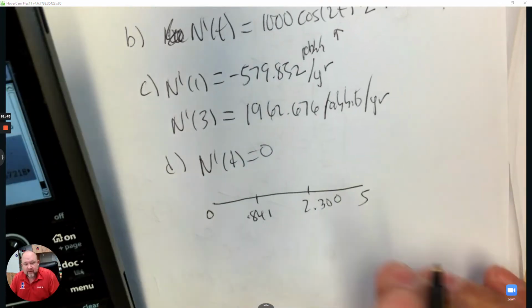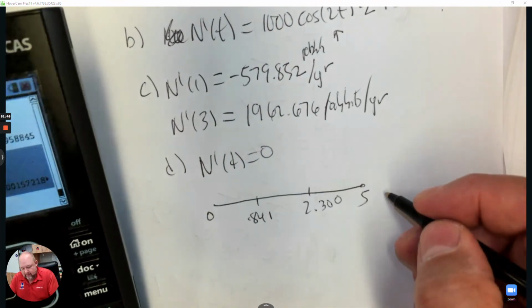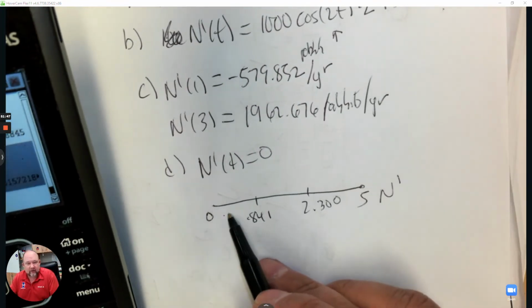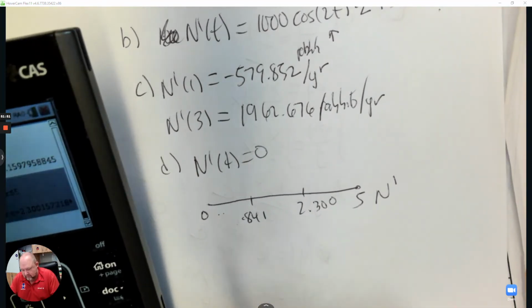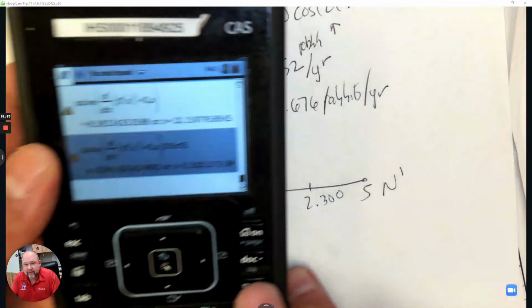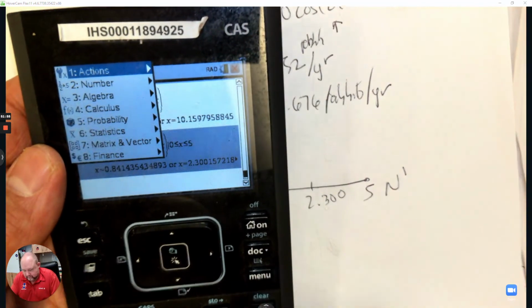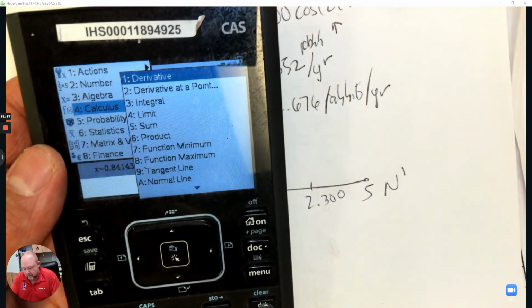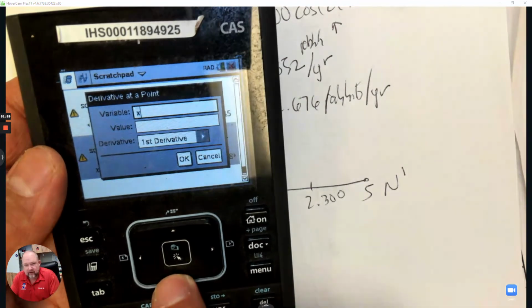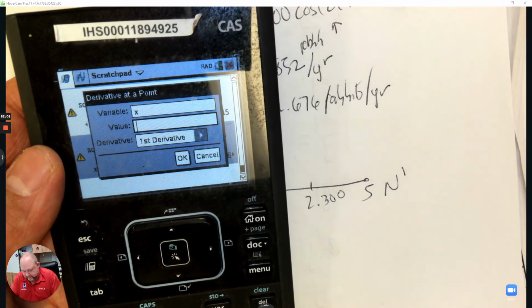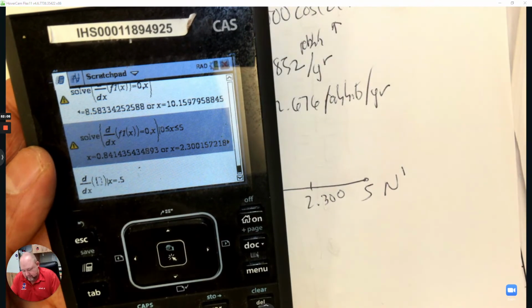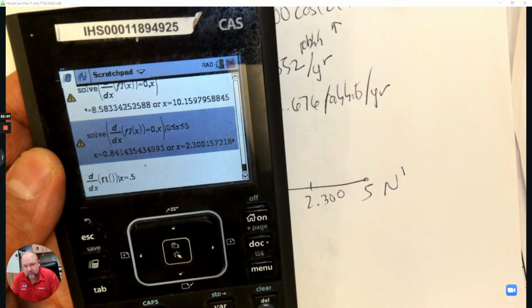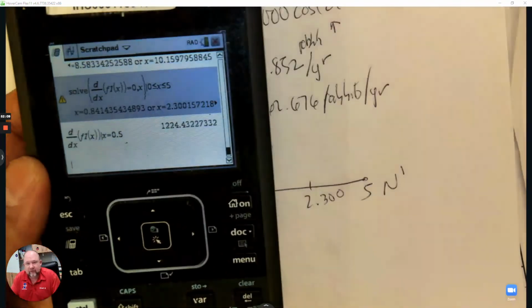2.300. Now what I'm going to do, this is a derivative number line, is I'm going to use my calculator and evaluate at a number smaller than this to see if it's positive or negative. So if I go menu and calculus and derivative at a point, I'm going to pick a number like 0.5. You can pick any number between there and just put in f1 at x.